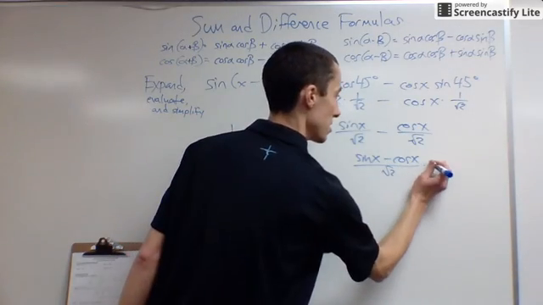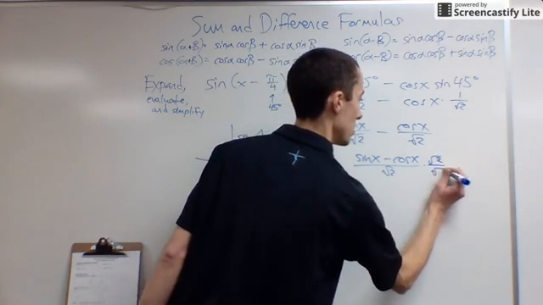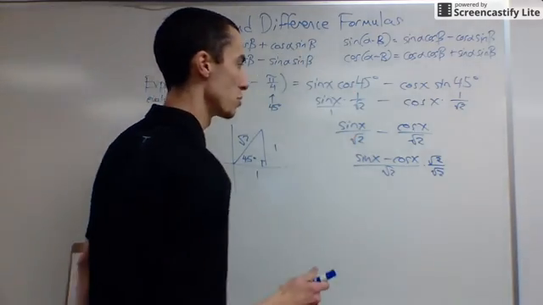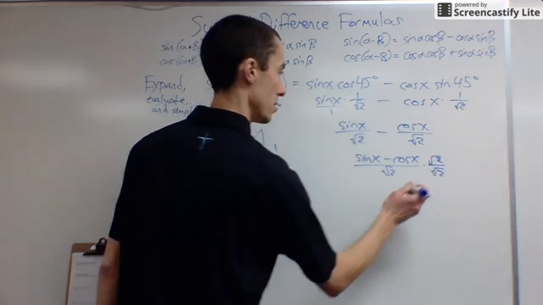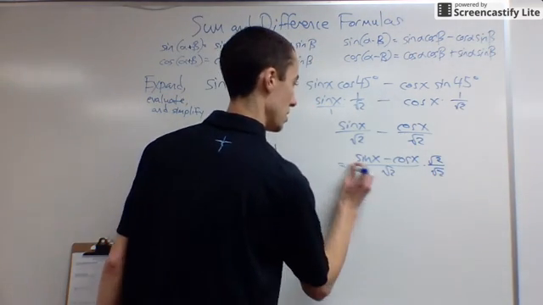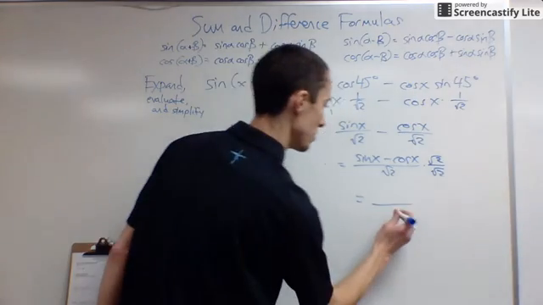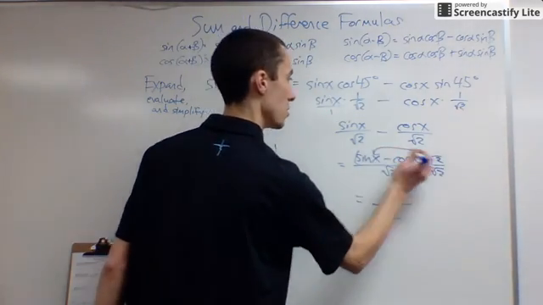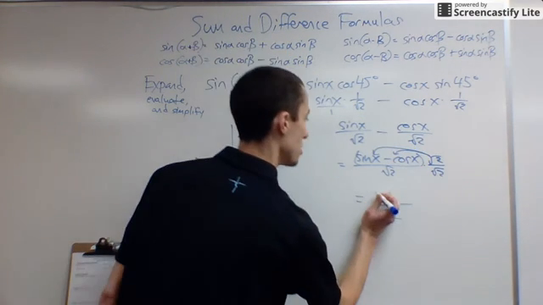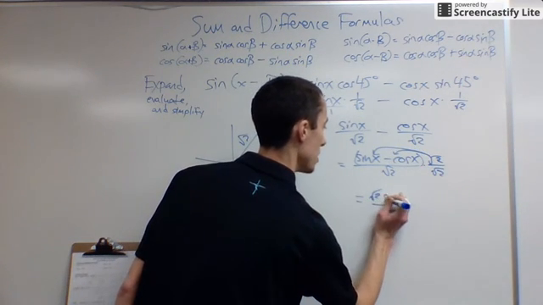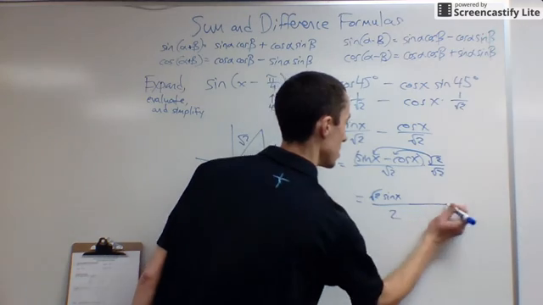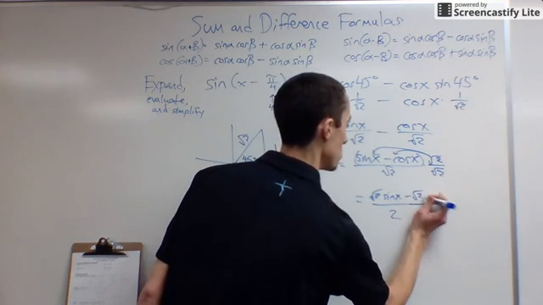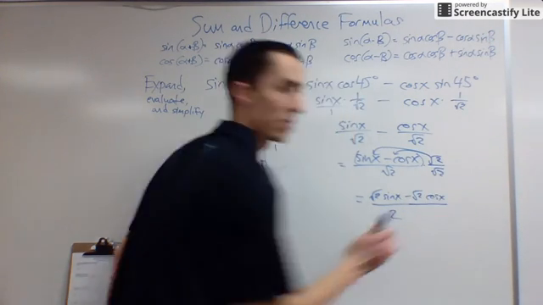Then rationalize the denominator. Multiply by root 2 over root 2. Denominator then becomes 2. Distribute the root 2 to each of the terms, and we have root 2 times sine of x minus root 2 times the cosine of x.